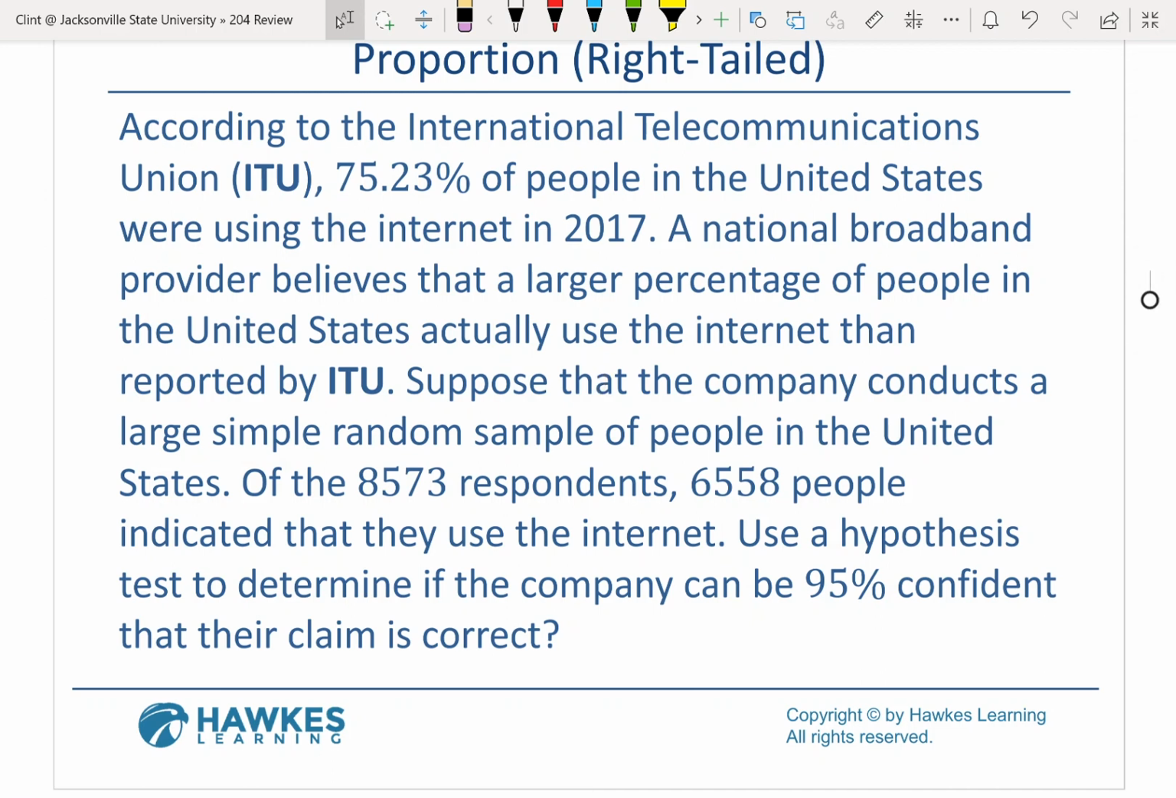The national broadband provider believes that a larger percentage of people in the United States actually use the internet than reported. Suppose that the company conducts a large, simple, random sample of people in the United States. Of 8,573 respondents, 6,558 people indicated that they use the internet. Use a hypothesis test to determine if the company can be 95% confident that their claim is correct.